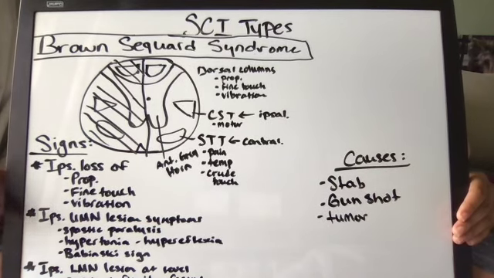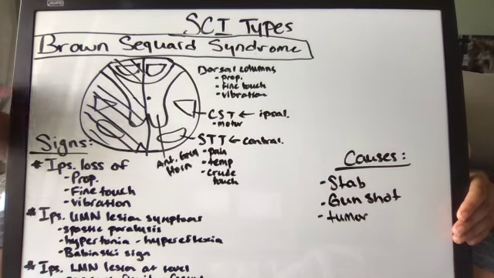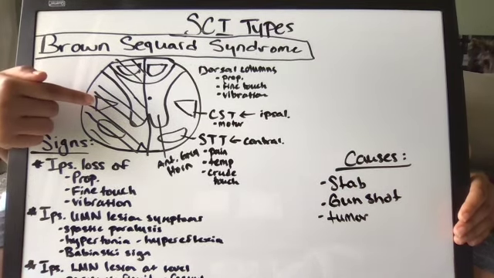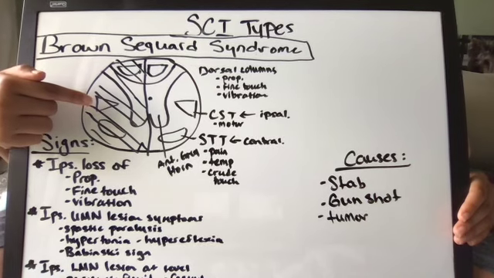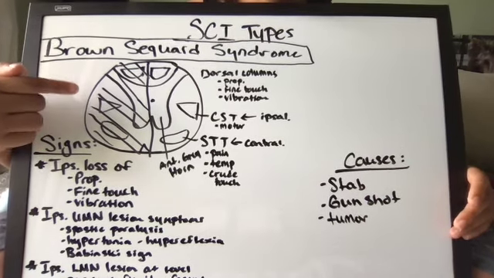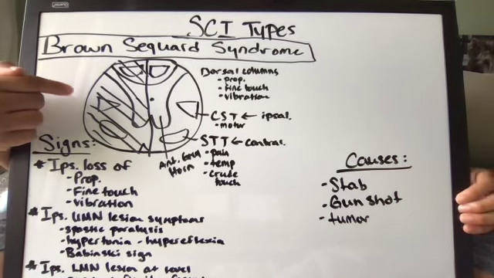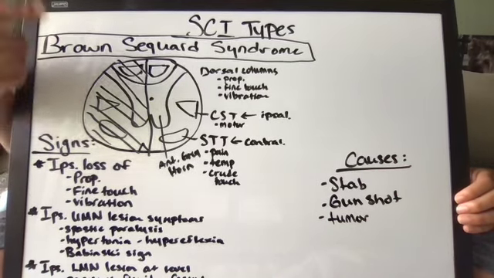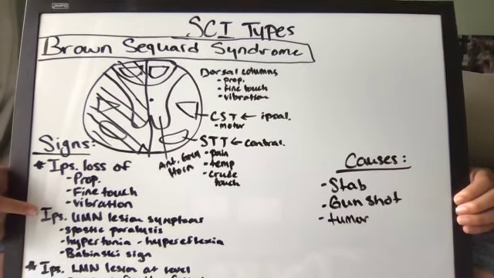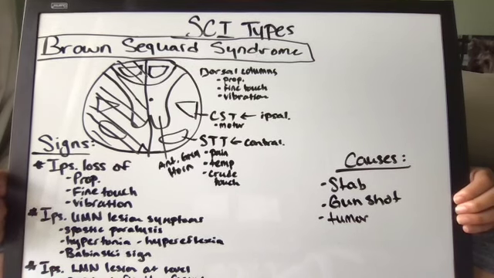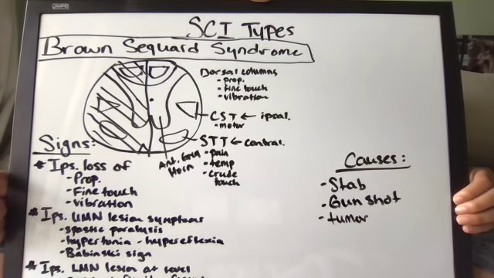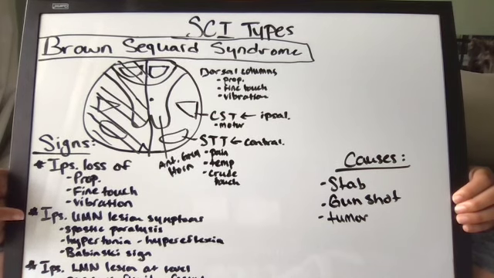Ipsilateral upper motor neuron lesion symptoms. Why ipsilateral? Because it only affects one side of the corticospinal tract, which is responsible for motor, and there's no cross, so it stays same side. It ascends and descends same side. Upper motor neuron, so you see what? Spastic paralysis. You see hypertonia, hyperreflexia, positive Babinski sign.